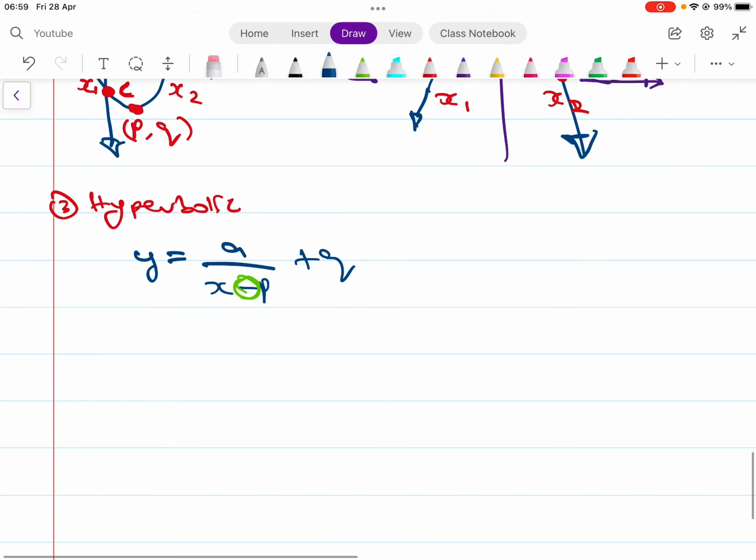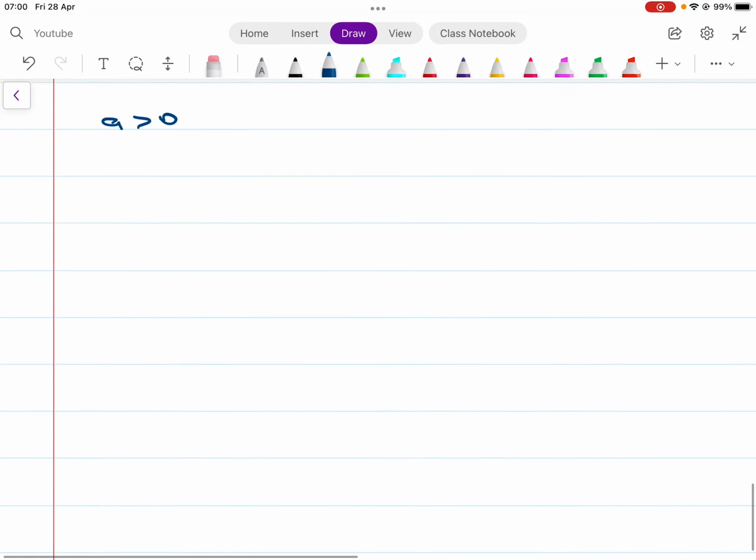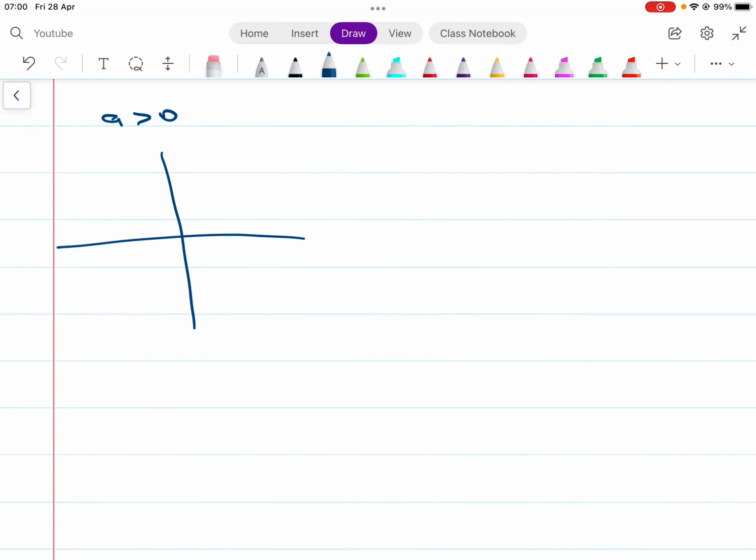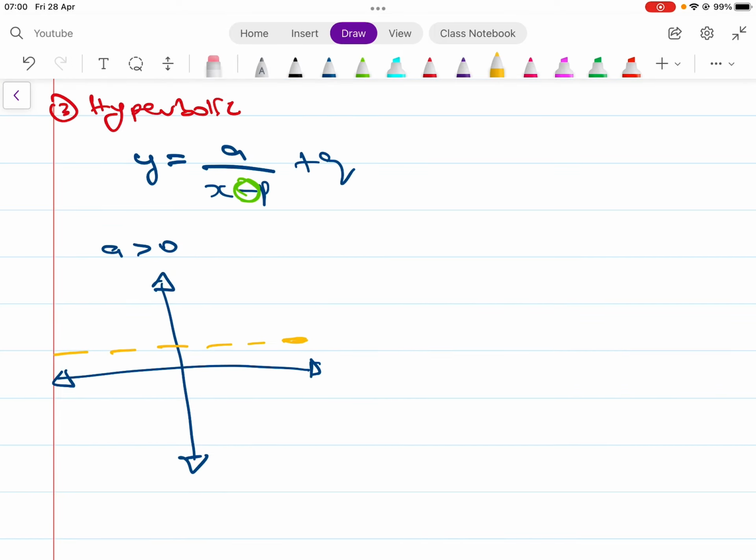How the graph looks is that when a is greater than 0, the graph is going to look like this. I'm just drawing it quickly. Here is going to be your horizontal asymptote, and then because it is at minus p, the vertical asymptote is shifted to the right. So it's going to be looking like that, and then it's going to be the other part, as you can see.